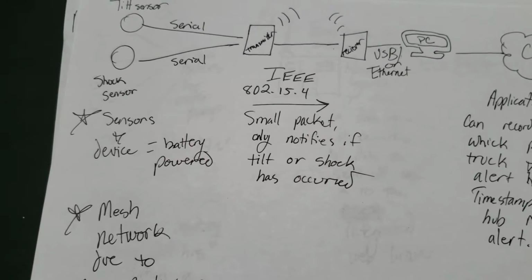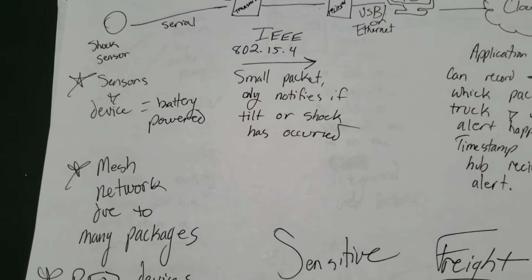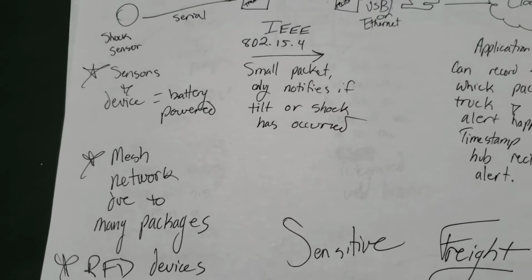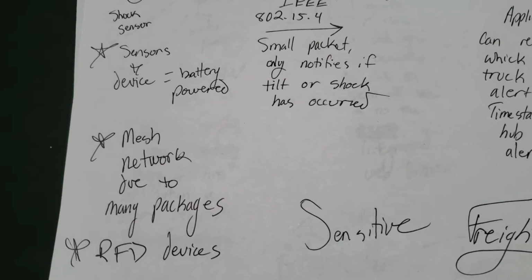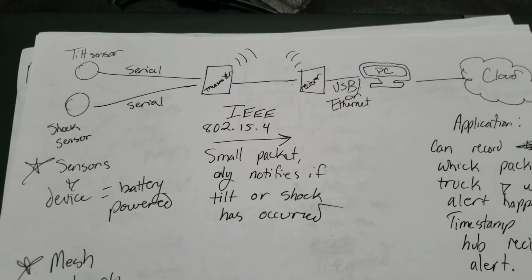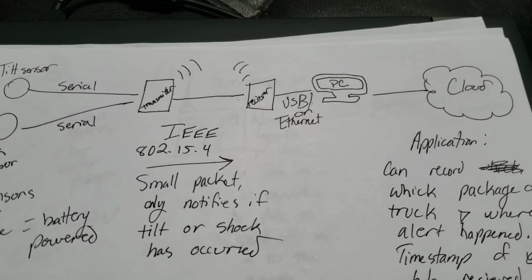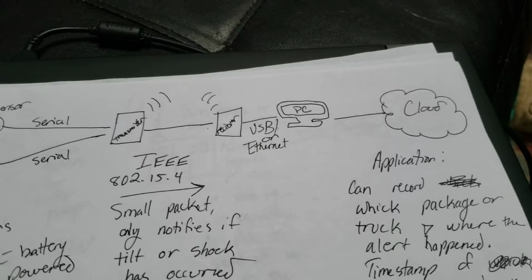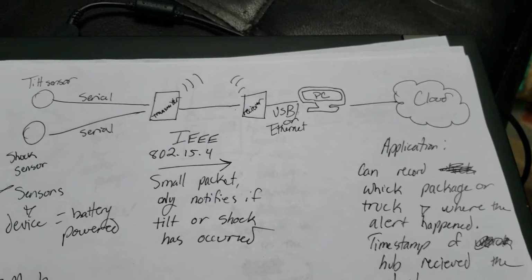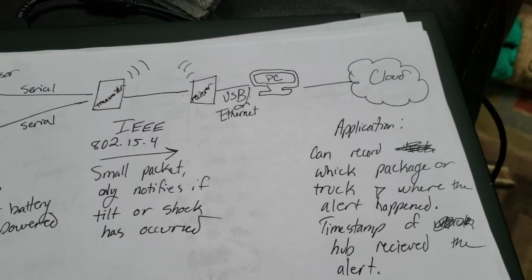And the sensors in the devices are battery powered, so no need to connect them to anything. And then it is also a mesh network due to all the packages being RFD devices, and the receiver is connected at each hub via USB or Ethernet to the PC, where each PC will then, through the local network, send it up to the cloud to be further organized and processed.